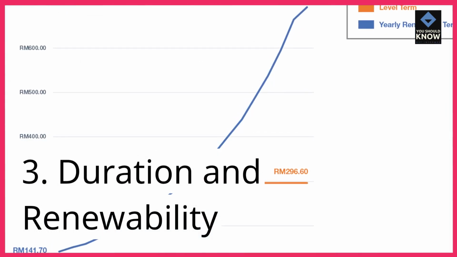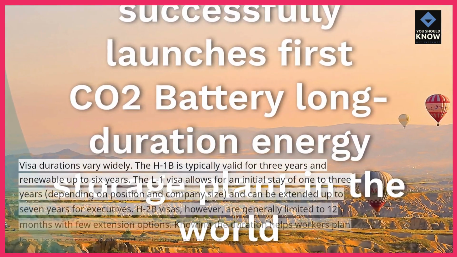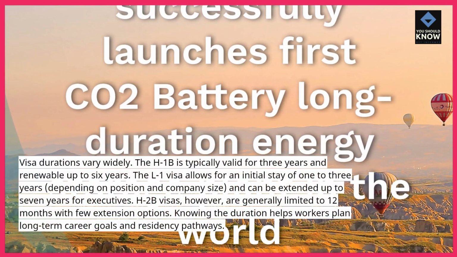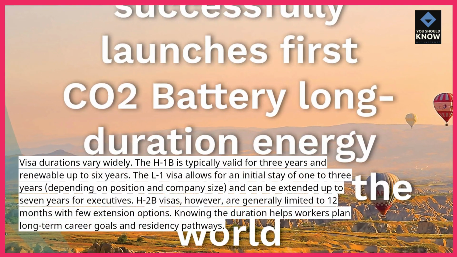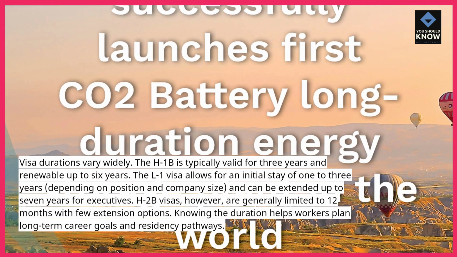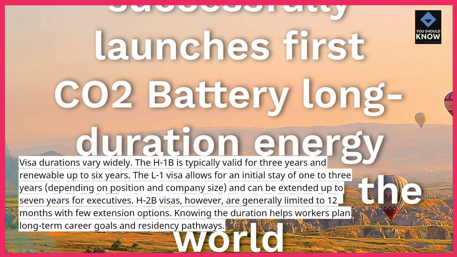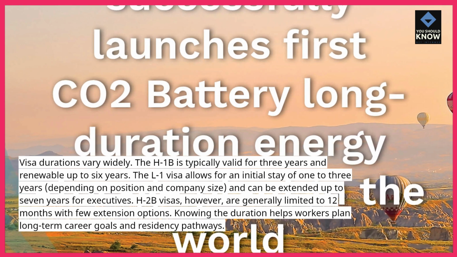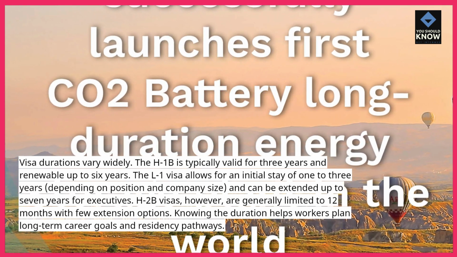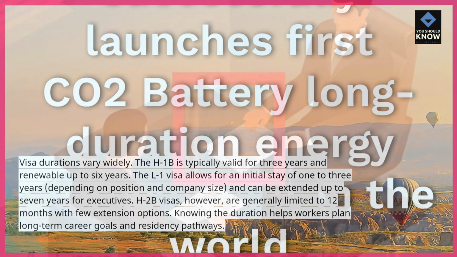3. Duration and renewability. Visa durations vary widely. The H-1B is typically valid for 3 years and renewable up to 6 years. The L-1 visa allows for an initial stay of 1 to 3 years, depending on position and company size, and can be extended up to 7 years for executives. H-2B visas, however, are generally limited to 12 months with few extension options. Knowing the duration helps workers plan long-term career goals and residency pathways.